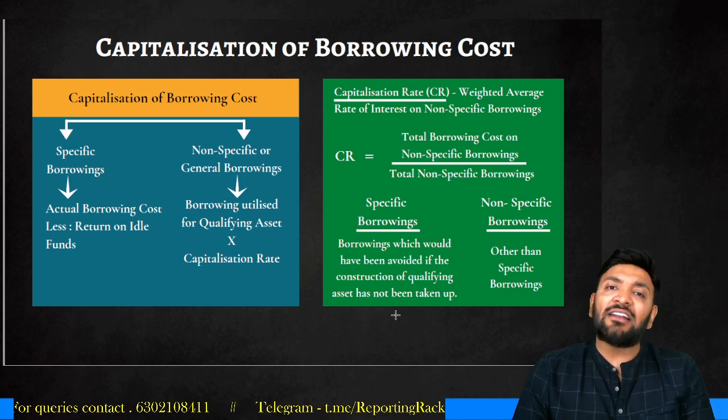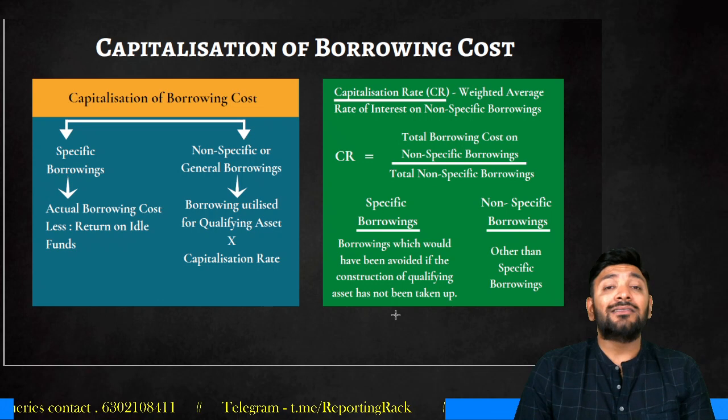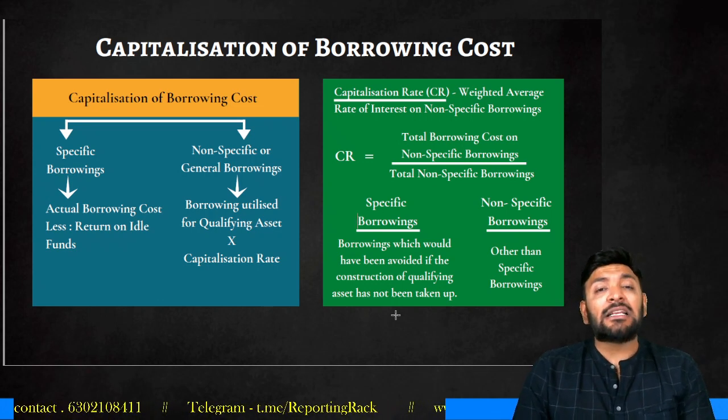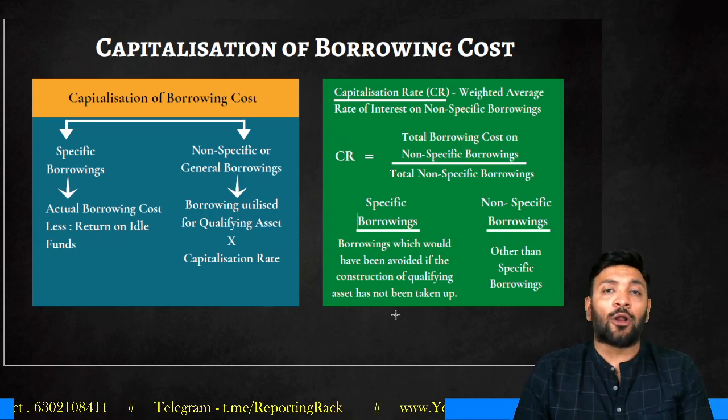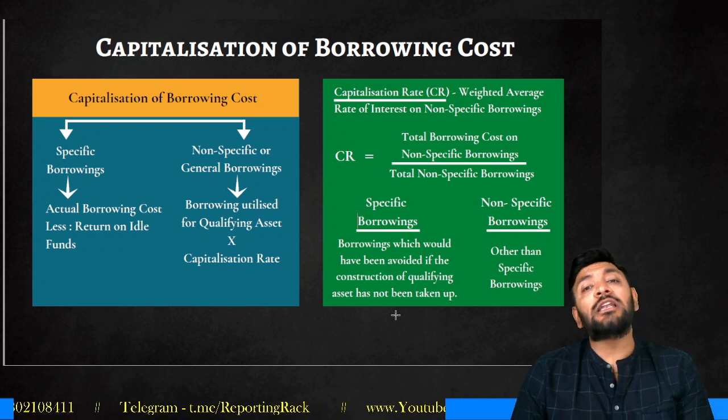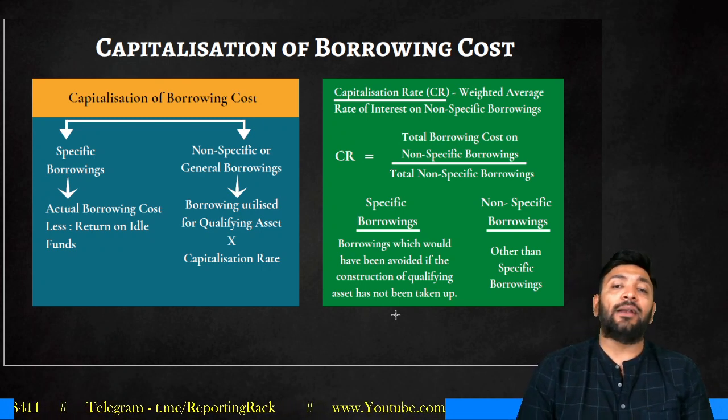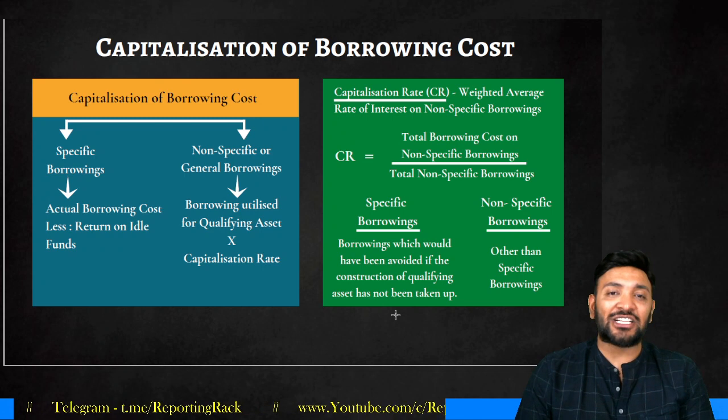How do you get the weighted average rate? Interest or borrowing cost on non-specific borrowing divided by total non-specific borrowings into 100 is my capitalization rate.